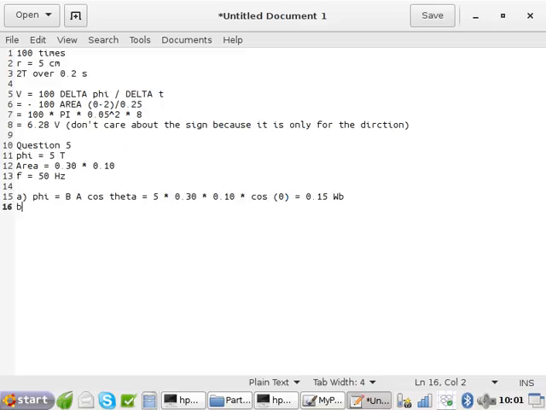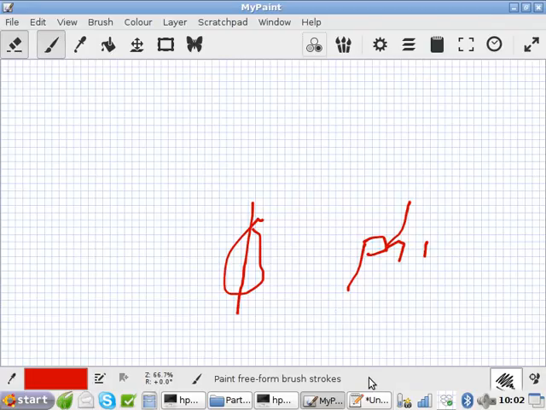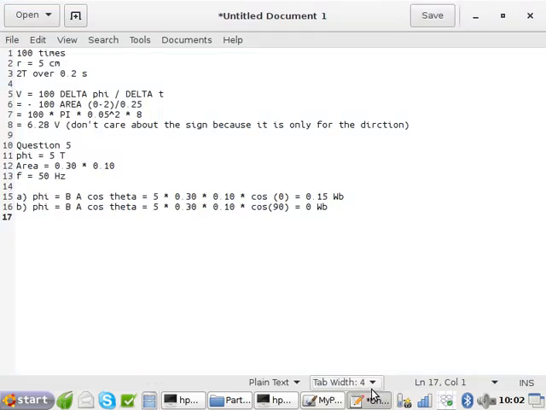What is the flux linkage N phi when the plane is horizontal? So, that would be 5 times 0.30 times 0.10 times cos 90, which is 0. What's W? Webers. Dude, you really need to watch the videos, okay? Right, what's the next part, Andy?